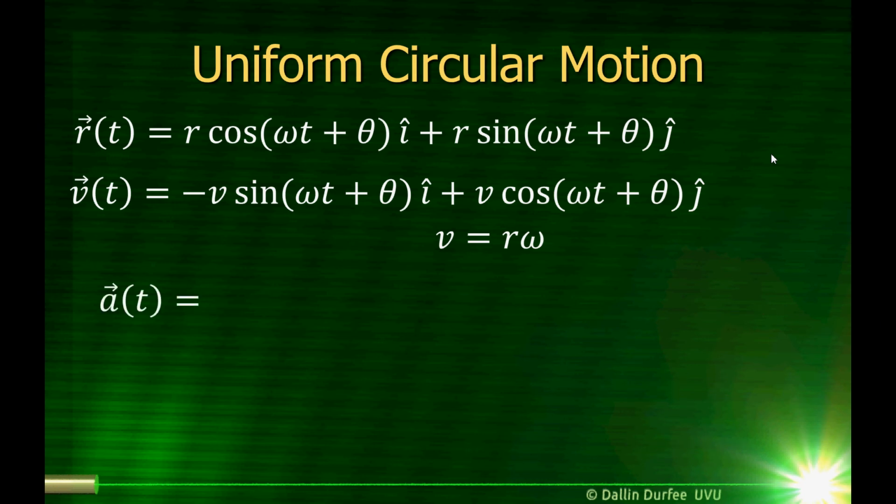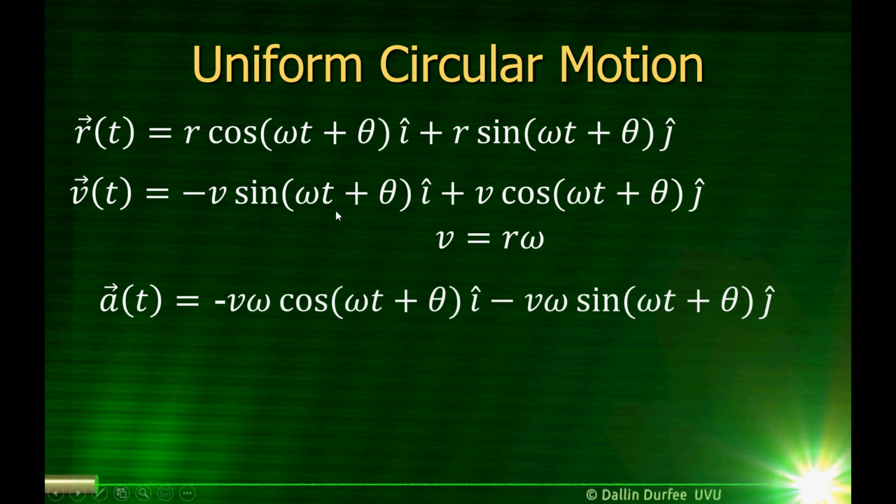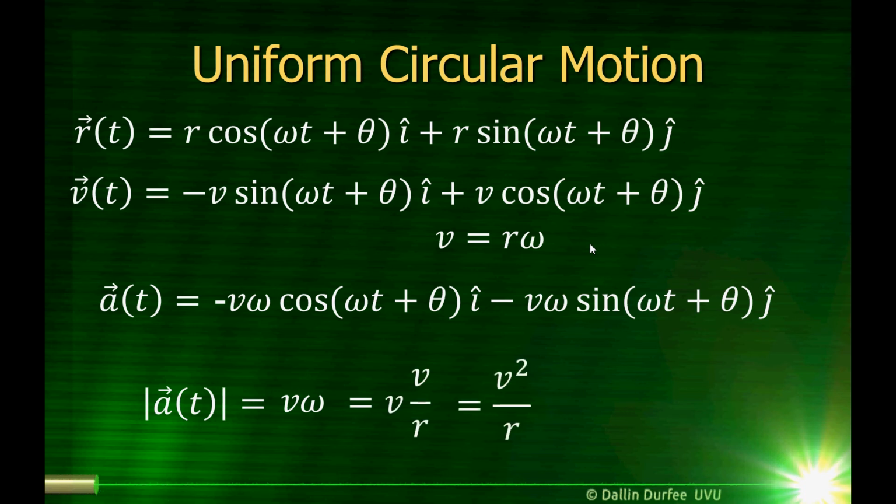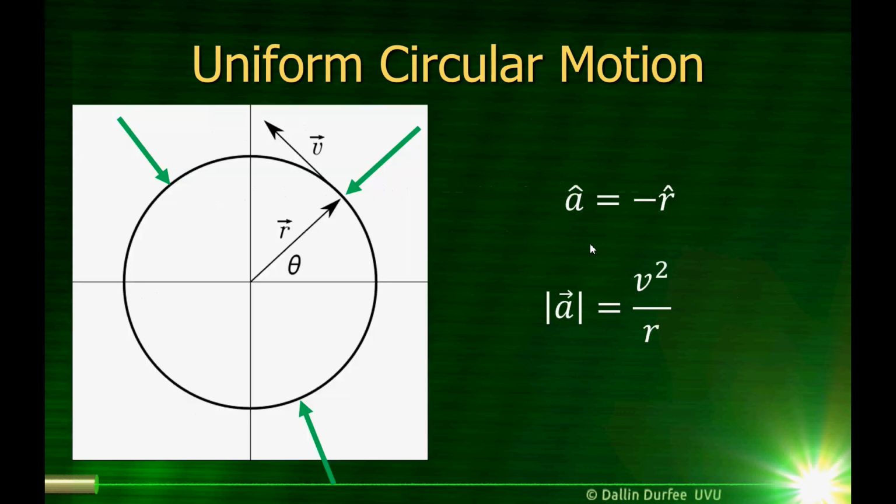Now to find the acceleration, I just take the derivative of the velocity. Sine goes to cosine, bringing out another factor of omega. Cosine goes to minus sine, bringing out a factor of omega. So there's the acceleration. The magnitude of the acceleration, if I plug this into the Pythagorean theorem, is v times omega. But remember, omega is just velocity divided by r. And so the magnitude of the acceleration is a constant, and it's just equal to v squared over r.